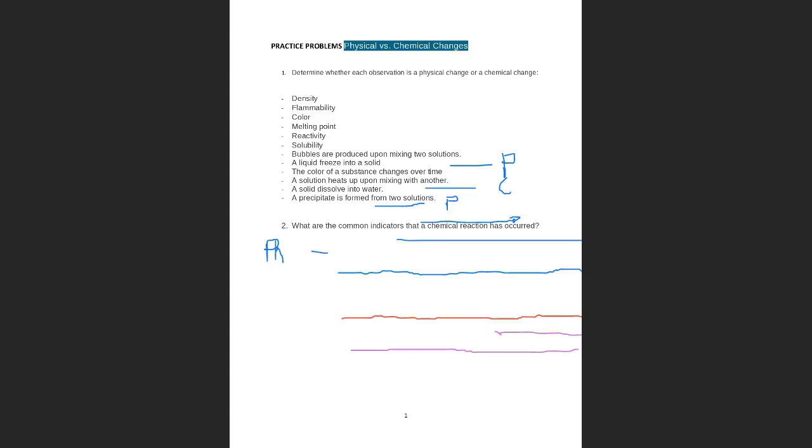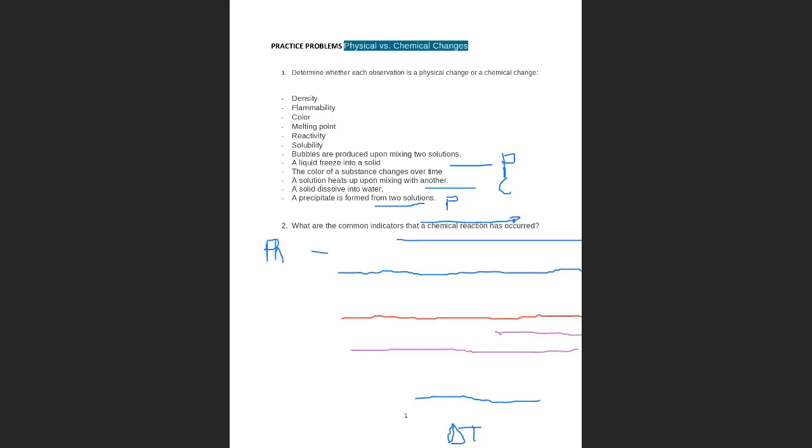Very good. And now, to finish this workshop, one more question. What are the common indicators that a chemical reaction has occurred? Just to review, we said a change in temperature. If the temperature changes, it will be a chemical reaction. What else? If we see bubbles, that means there is a gas. That's another indicator of a chemical reaction.